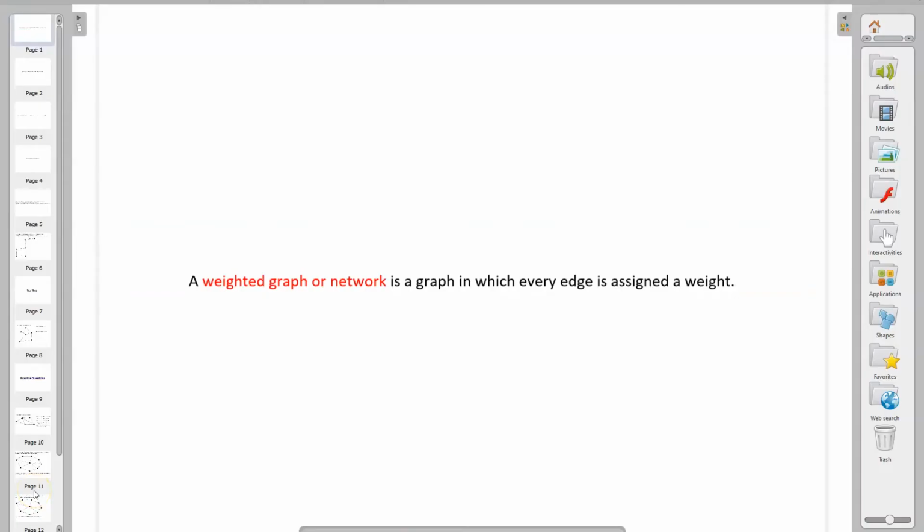In this lesson, we're talking about weighted graphs, or sometimes called networks. A weighted graph or a network is a graph in which every edge is assigned a weight. A weight is a number which could represent a distance, or time, or some other value that's assigned to that edge. The weight of a path is found by adding all the weights of all the edges that are included in that path. And finally, a weighted graph can be directed or not.